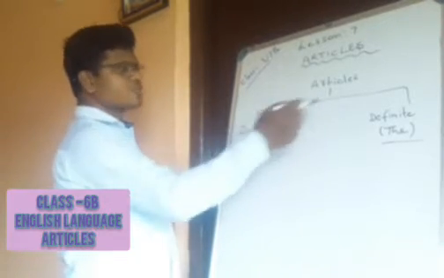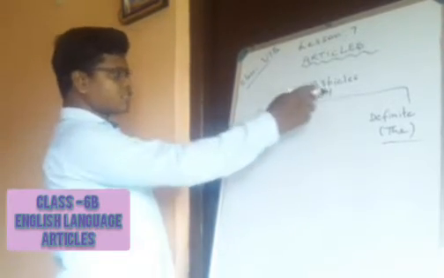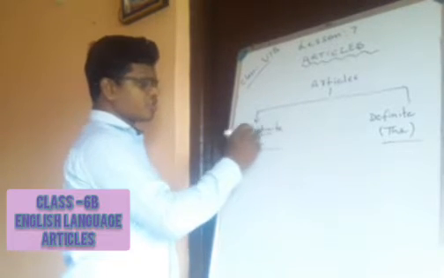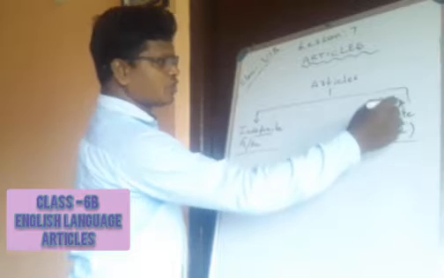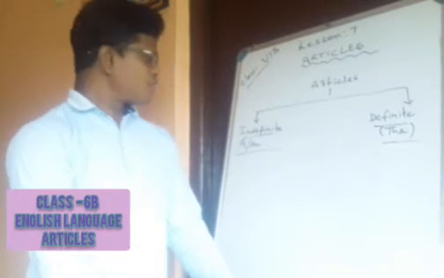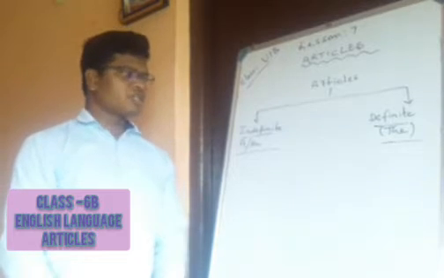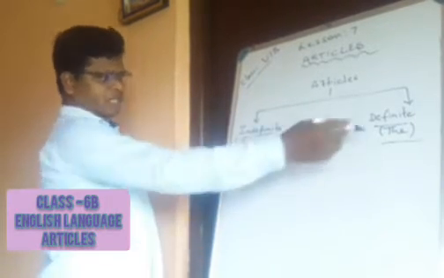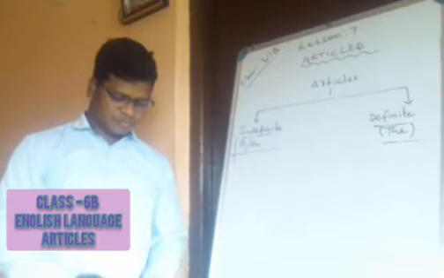It is of just 2 types. Article is being divided into how many? Just 2. The first one is known as indefinite, the other one is known as definite article. But why do we call it one indefinite, the other one definite? The examples: on one side you can say a or an, and on the other side only the.